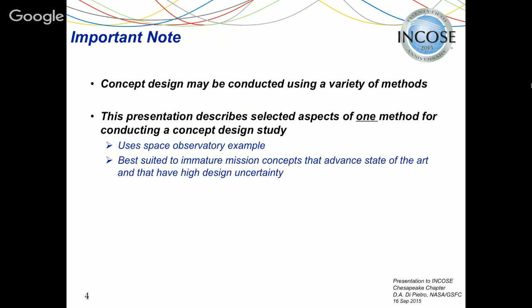So first, it's important to note that concept design can be conducted many different ways. This is just one method for conducting concept design, but it is particularly suited to immature mission concepts that advance the state of the art and that have high design uncertainty. I'm going to come back to that phrase many times. I'll just call it these kinds of projects or these kinds of programs. We'll be using a space observatory example to talk through this. So when you see this phrase, think first of a kind, cutting edge technology. That's what this kind of process is good for.